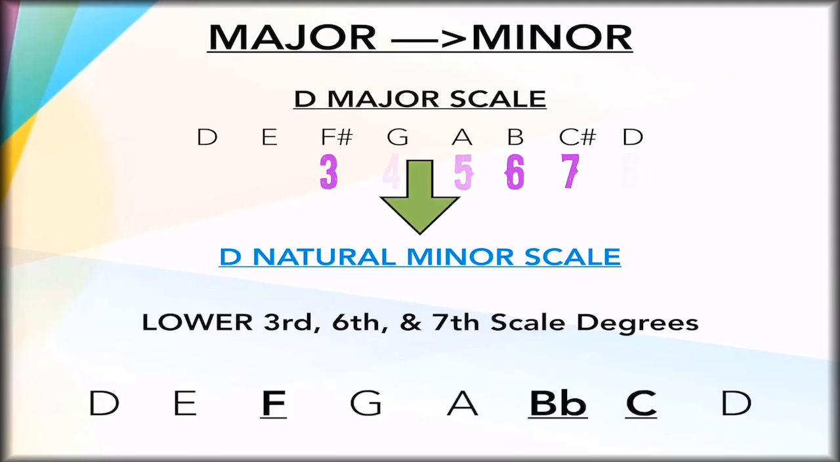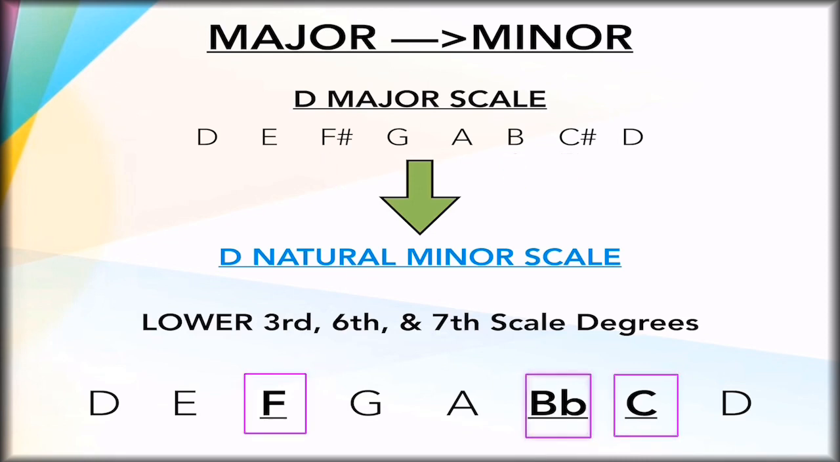We lowered the 3rd scale degree and made the F sharp into an F. We lowered the 6th scale degree and made the B into a B flat. And we lowered the 7th scale degree and made the C sharp into a C, giving us D, E, F natural, G, A, B flat, C natural, and D for the D natural minor scale.